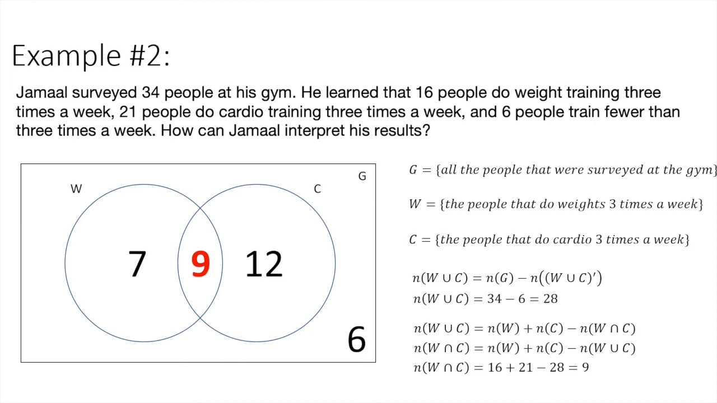So this entire Venn diagram represents the results that Jamal has. So our interpretation is what you see before you. Now it's important to recognize as well that if we take the sum of all the numbers present, 7 plus 9 plus 12 plus 6, well, that's going to be 34, which makes sense because, again, the rectangle of a Venn diagram is meant to represent the universal set. So if you have a number that isn't 34, you've made an arithmetic error somewhere.